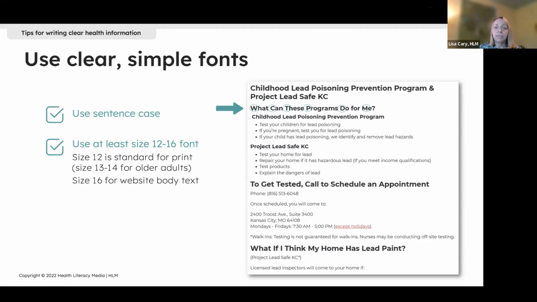We also say to use at least 12 to 16 point size font, size 13 or 14 for older adults or people with visual impairments who may have trouble seeing regular, size 12 font. And then size 16 is the best size for website body text.